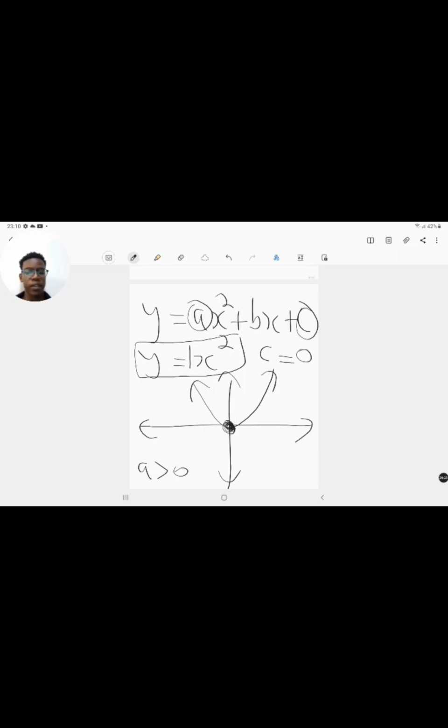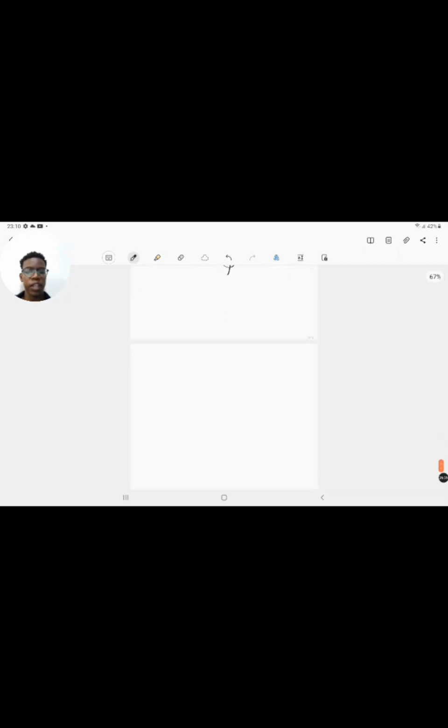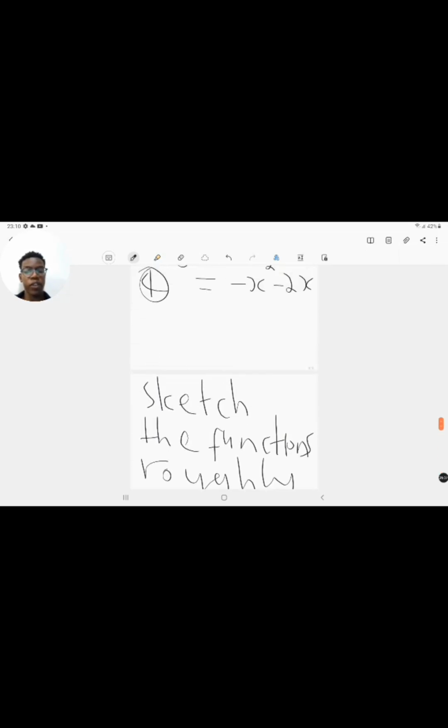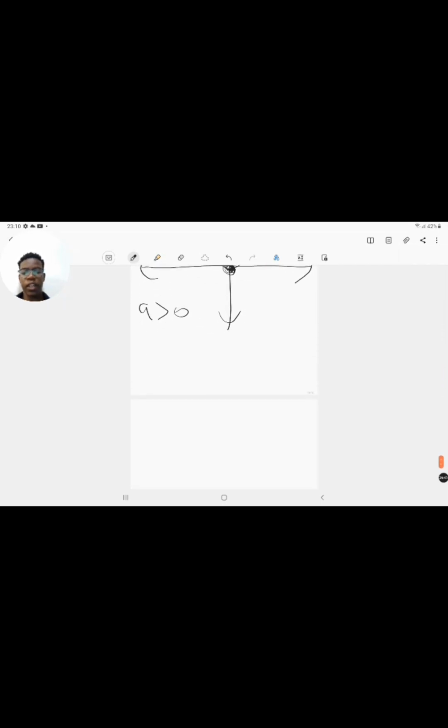Let us do the second example. So this is what your graph would look like here. These are very simple examples. Your questions that you're going to get are much more complicated than this. So the second example is y is equal to minus x squared.